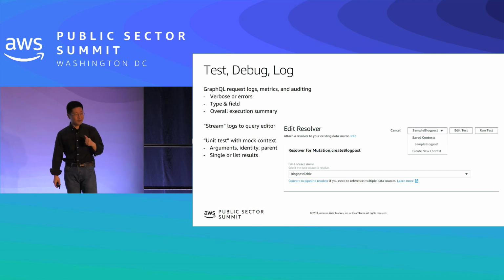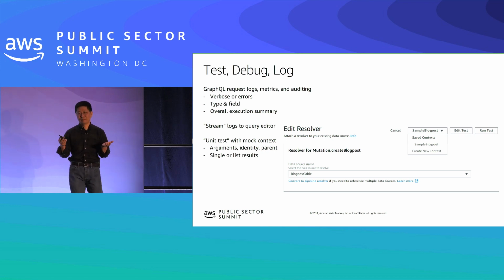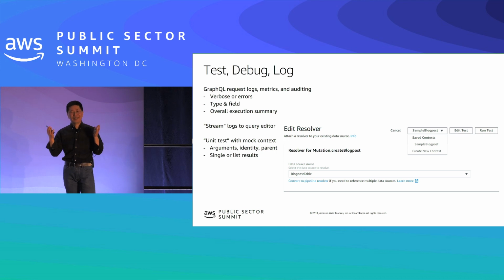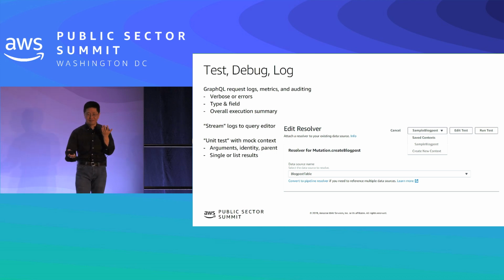So the last thing before I hand to Chris is talking about other capabilities. It's an enterprise-ready, production-ready service. We always give you capabilities like monitoring, right? Logging and testing.